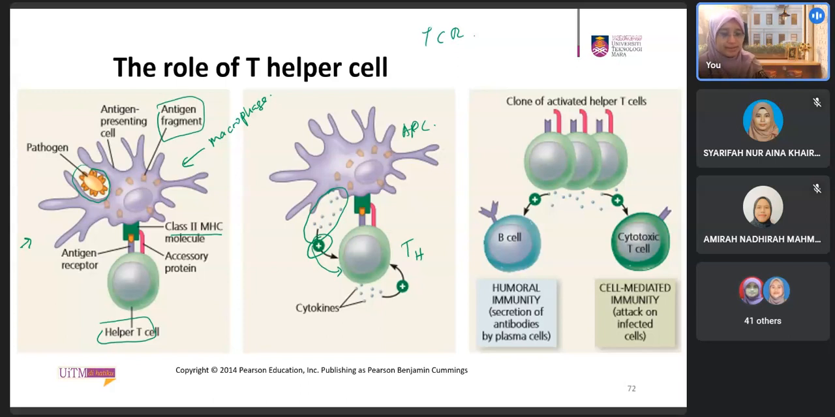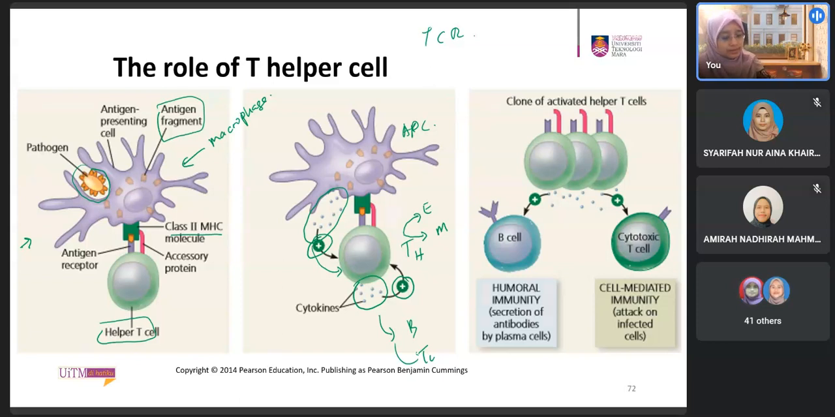Once the helper T cell is activated, it secretes its own cytokines. So you see again here a plus sign. So it means that the cytokine released by the helper T cell activate itself. Once the helper T cell is activated, it proliferate and differentiate into effector and memory. Okay, and then the cytokines also will produce is to activate B cell and also cytotoxic T cell.